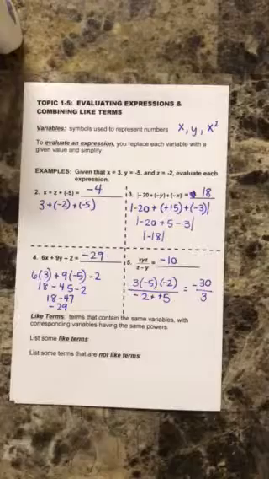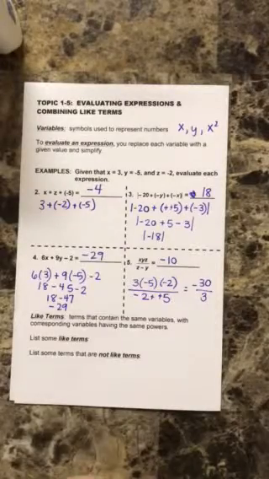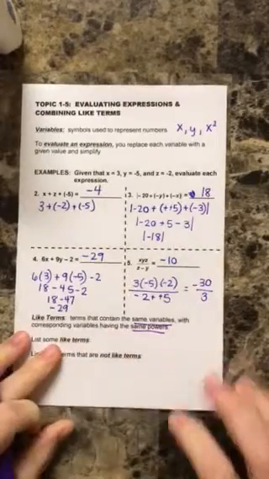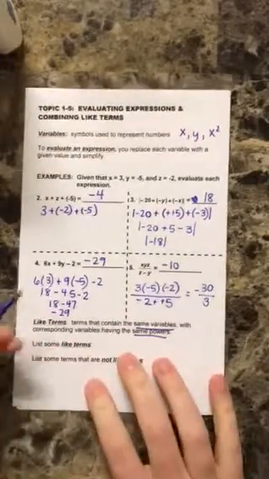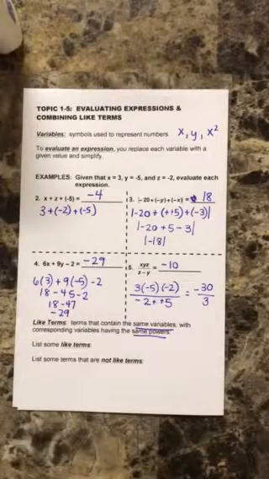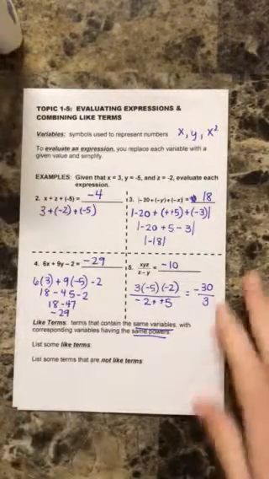Okay? That's really just more practice with integer operations, things like that. Okay, the next thing on here is like terms, or terms that contain the same variables with the same power. That's the most important thing here. I know it's really easy to say 3x and 2x are like terms, but remember, as long as they have the same variables and the same power, order does not matter.